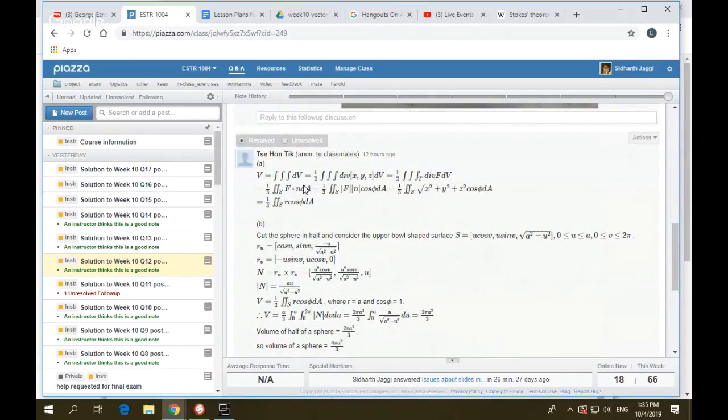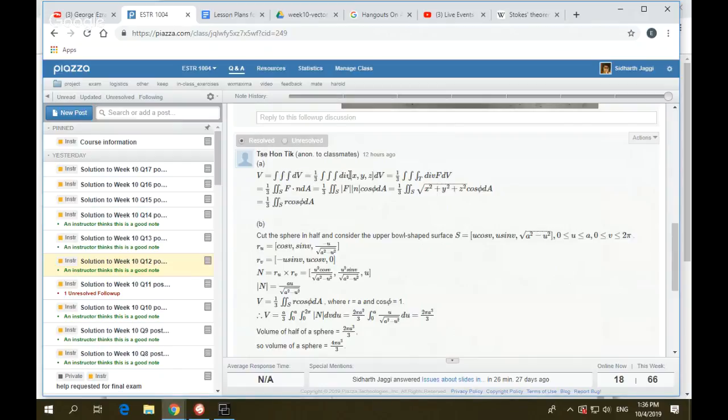I'm going to try to highlight, from my perspective, the major points of the first part of the solution. And what he does is, the volume is just the triple integral of the constant function 1, just triple integral of 1 times dv, right? That's the formula for the volume. Just like the area is the double integral of 1 times dA, right? So that's what you have over here.